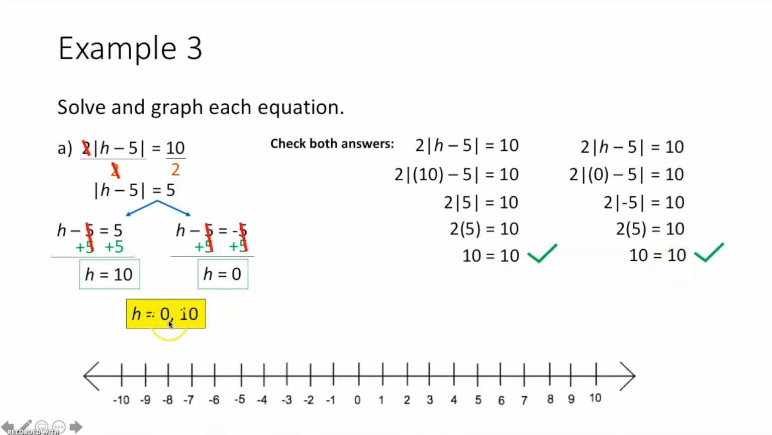Now you can plot those on your number line really easily. At 0, put a point, and at 10, put a point. You're done.